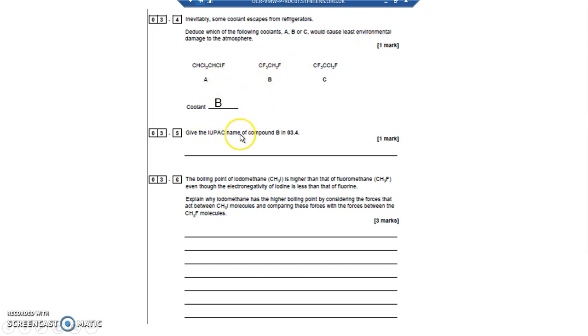Give the name of compound B. So it's CF3CH2F. It's a kind of ethane because there's 2 carbons. It's got 4 F's, so it's not fluoro, it's not difluoro, it's not trifluoro, it's tetrafluoro, and I better say where the 4 F's are. There's 3 of them at carbon number 1 and 1 at carbon number 2. So it's 1,1,1,2 tetrafluoroethane.